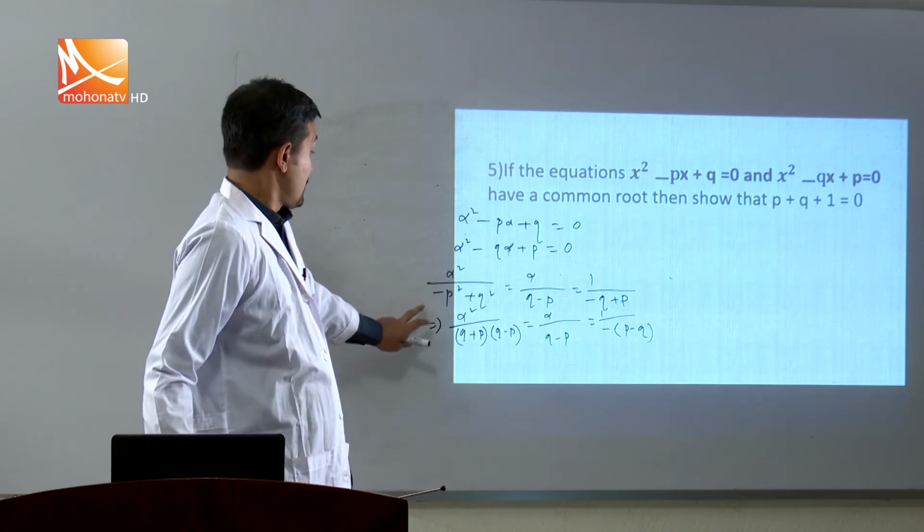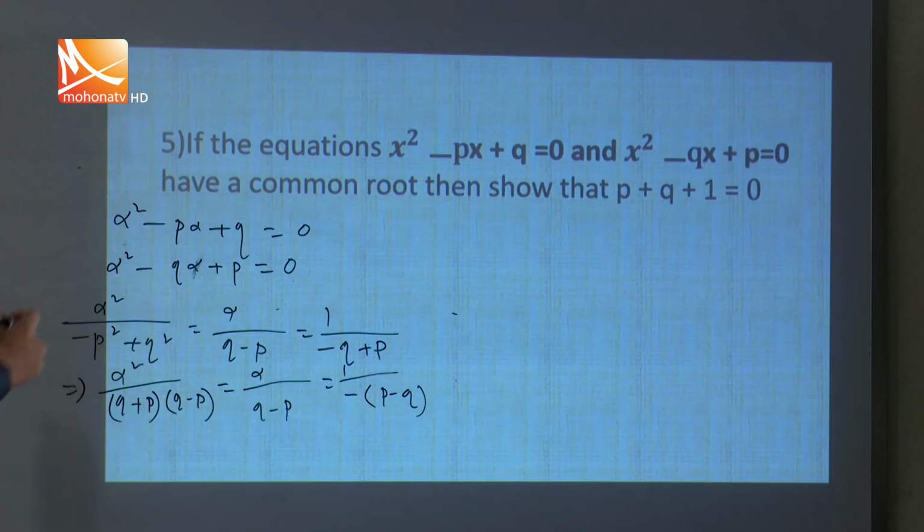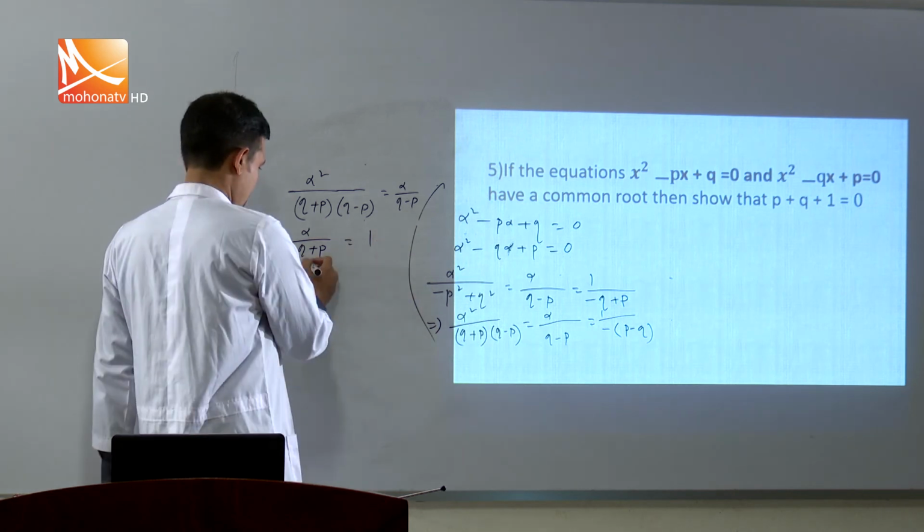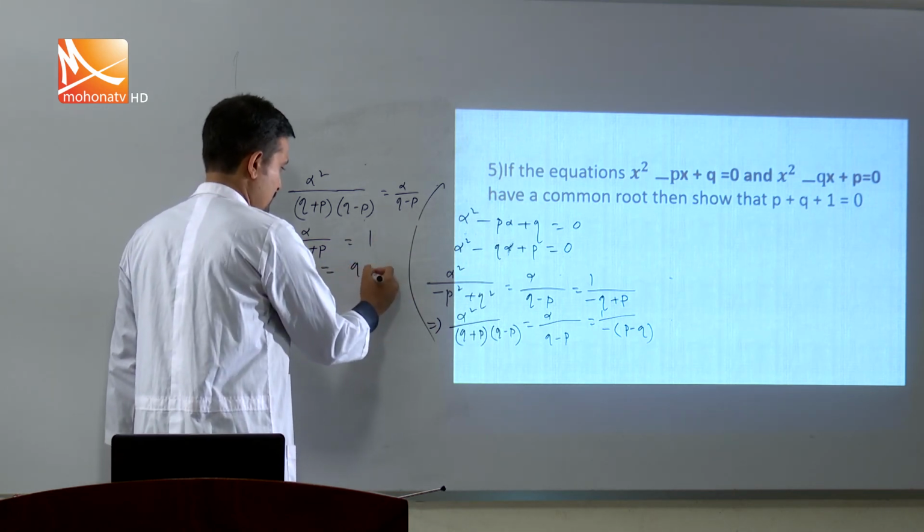Now, first and second condition, alpha square divided by (q plus p) into (q minus p) equals alpha by (q minus p). Alpha square, or alpha by (q plus p) equals 1. Multiply both sides by (q minus p), alpha by (q plus p), or alpha equals q plus p. Alpha equals 1 into (q plus p).